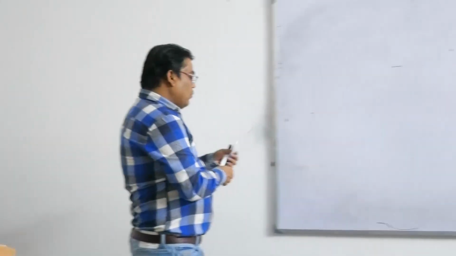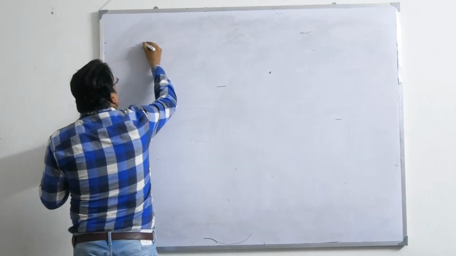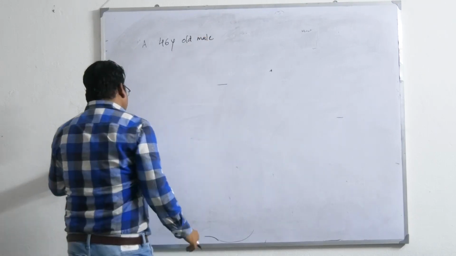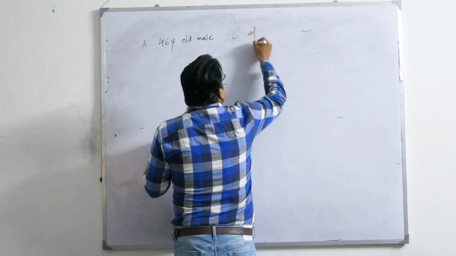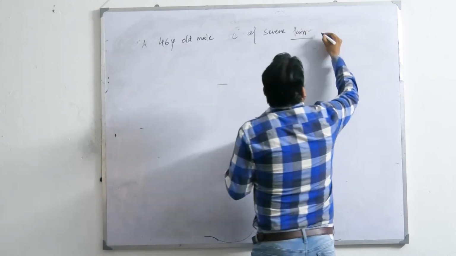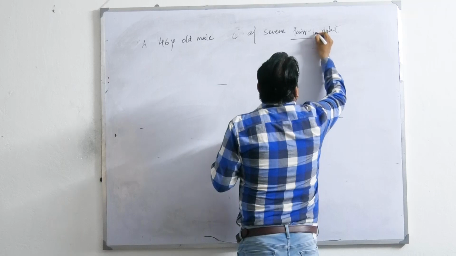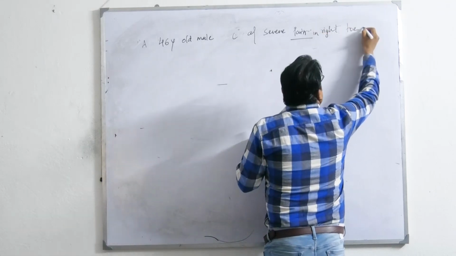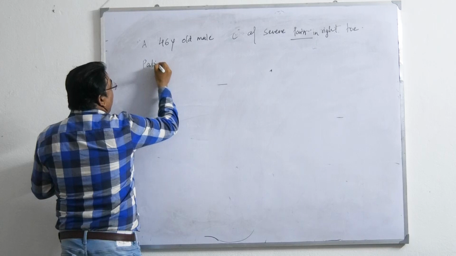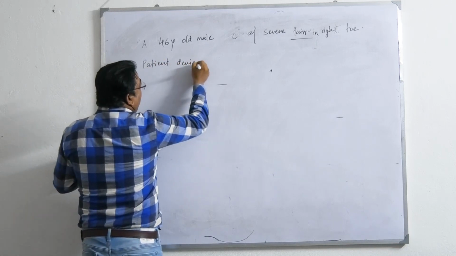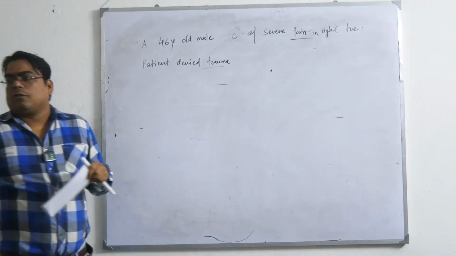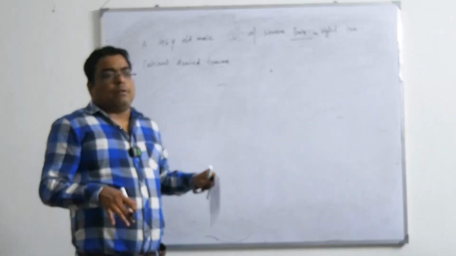A 46-year-old male, complaining of severe pain in the right toe. Okay. Patient denied trauma. Trauma means any kind of injury. There has been no injury, he has not fallen anywhere, nothing has happened, but still he is complaining. Okay.